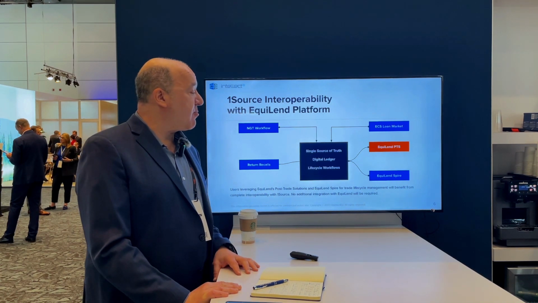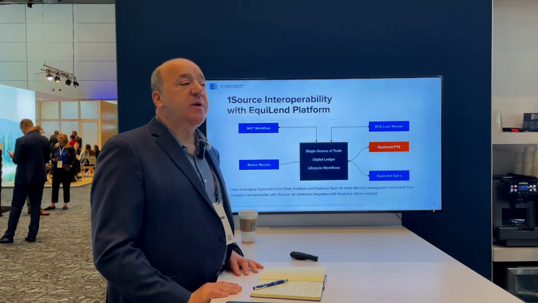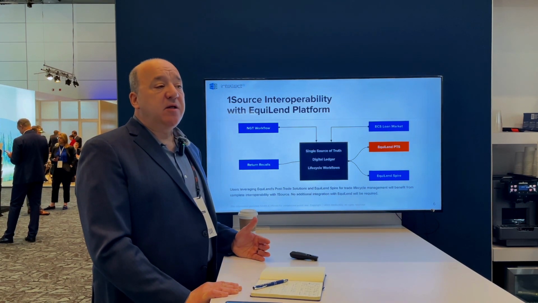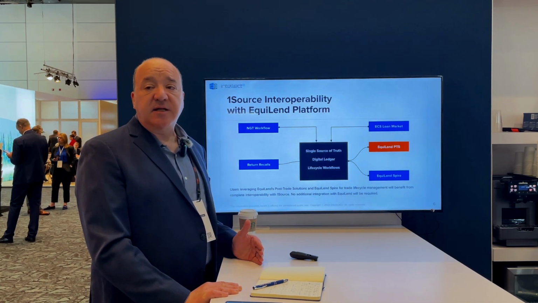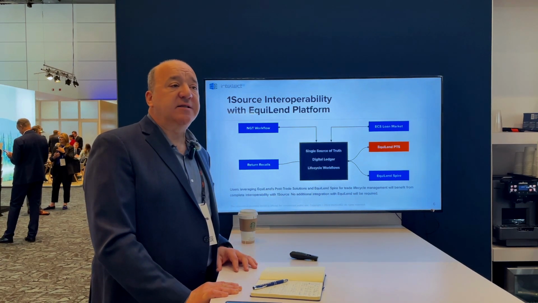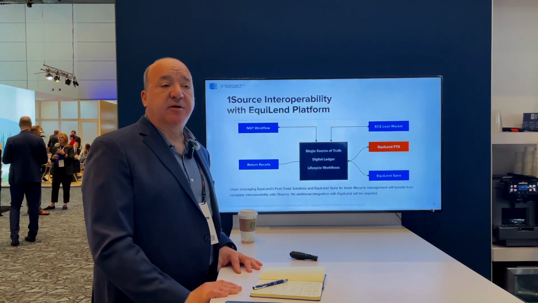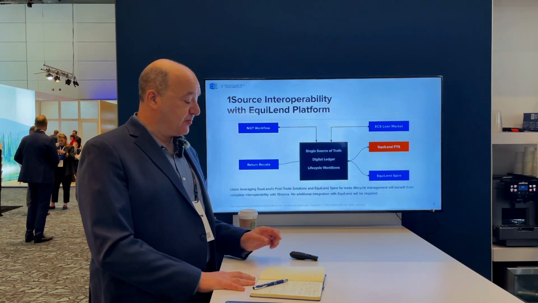Similarly, our post-trade processes, returns and recalls, all of the EquiLend suite will feed one source automatically, thereby reducing clients' needs to actually connect through the REST API. And for clients that use the EquiLend Spire books and records product, all of their activity could be included in the DLT.